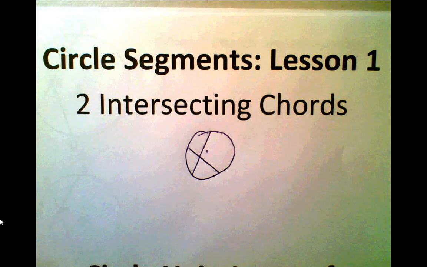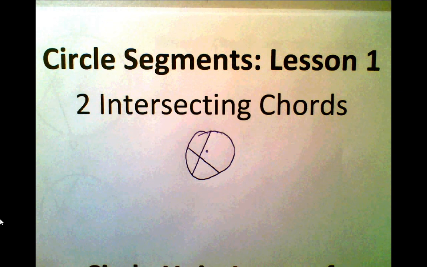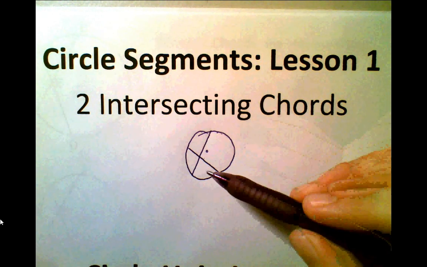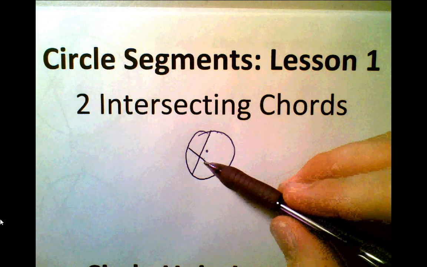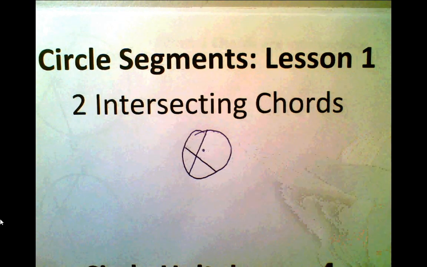Okay guys, so today we're going to talk about the first lesson in our new unit of circle segments. I'm talking about two intersecting chords today. Basically, when we have two chords that are intersecting, we're not going to talk about the angles like we did before. What we are going to talk about is the actual segment length. So let's get right to it.